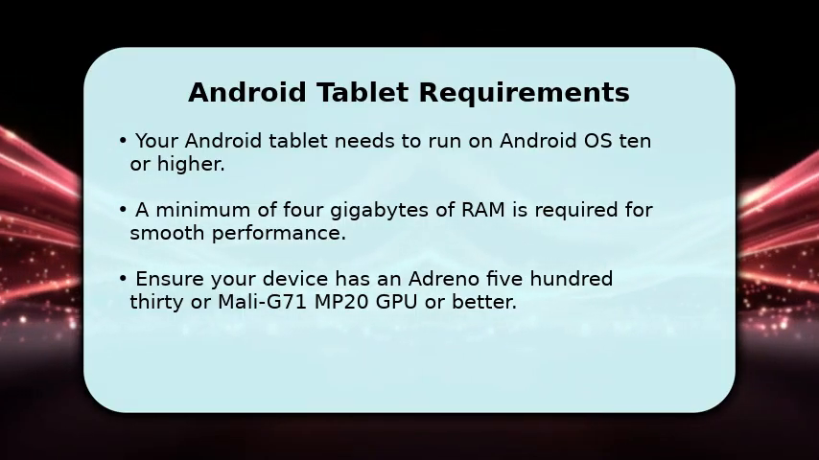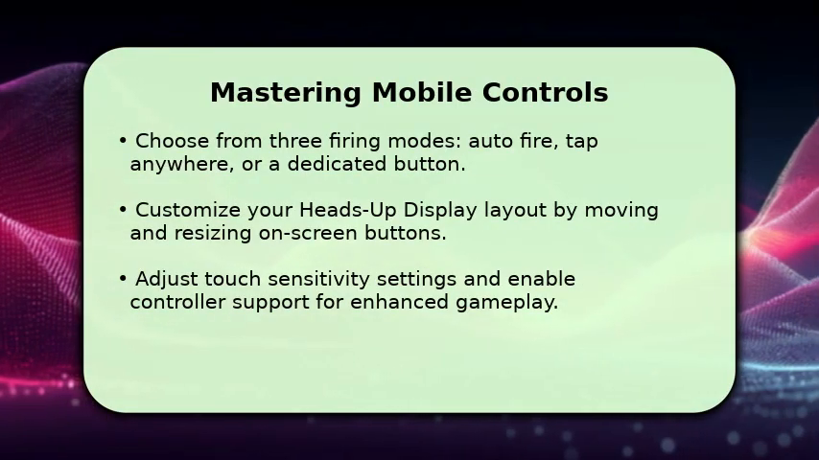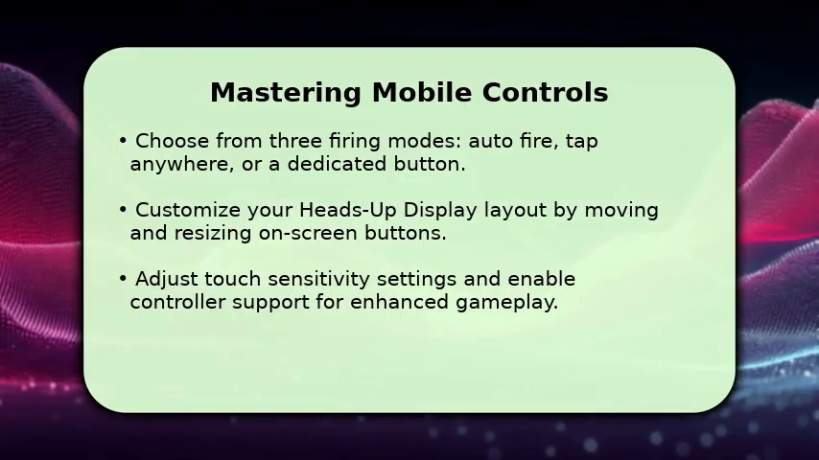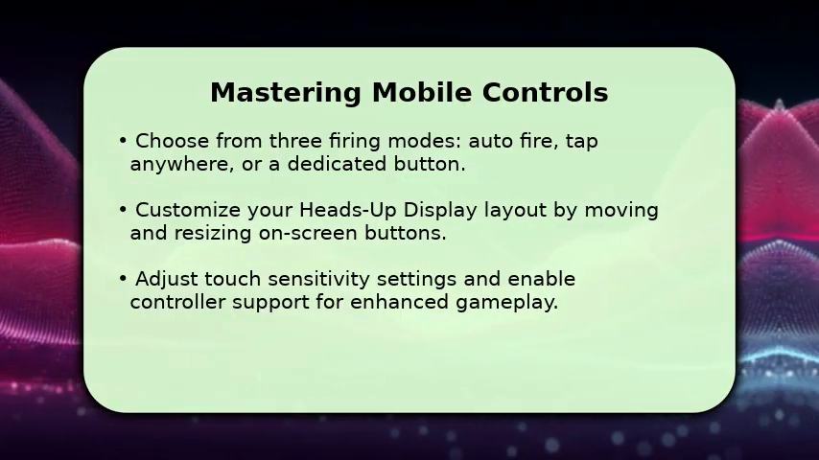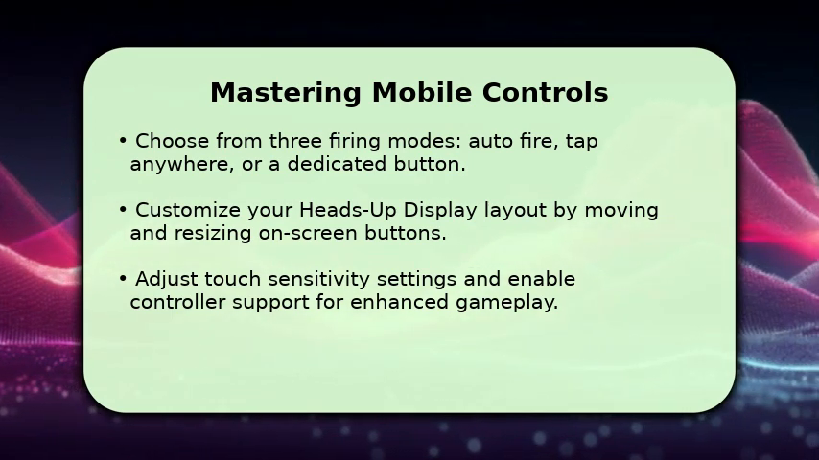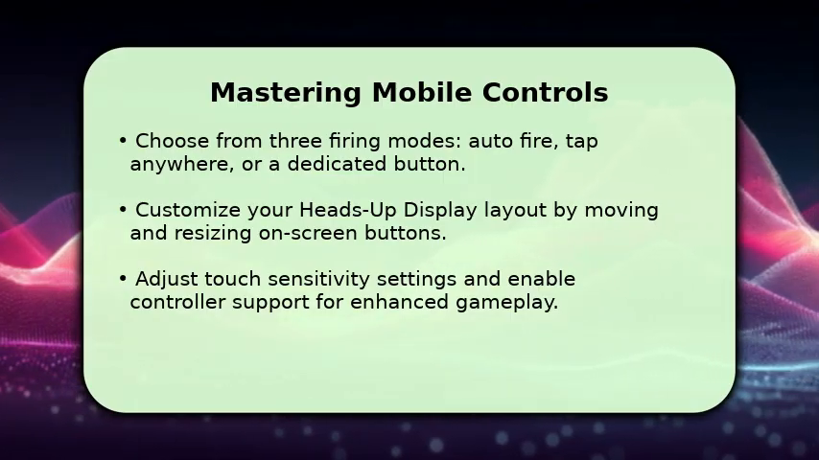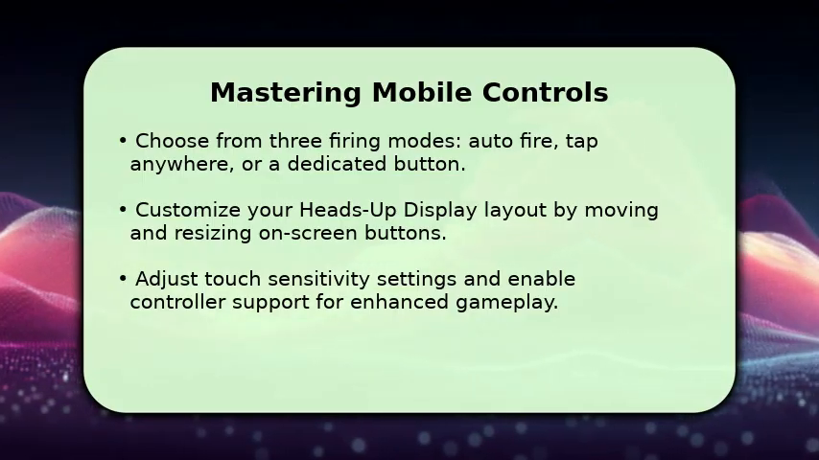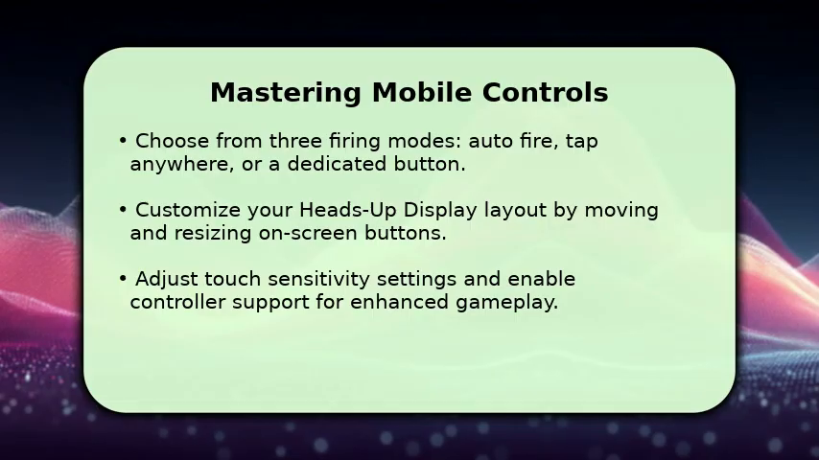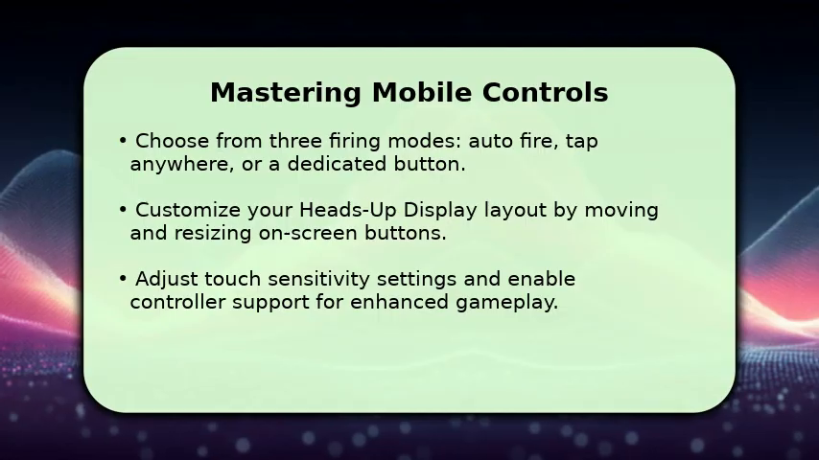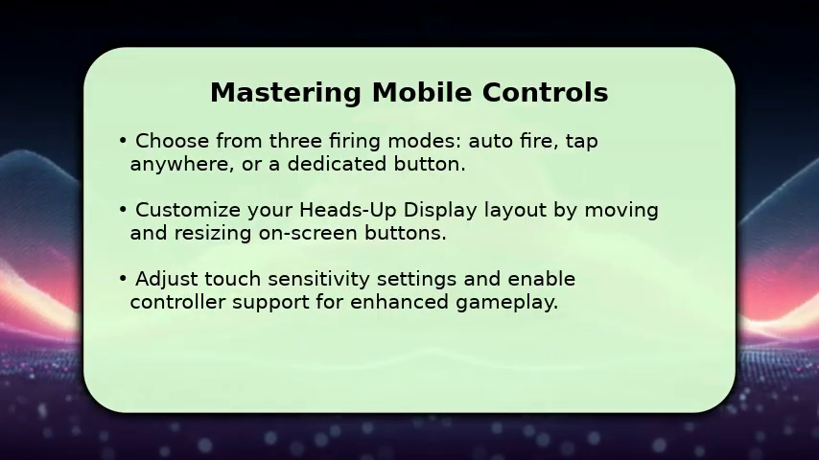Fortnite on mobile offers flexible control options to suit your playstyle. You can select from 3 firing modes: auto fire, tap anywhere, or a dedicated fire button. It's highly recommended to customize your heads-up display, or HUD, by moving and resizing buttons to fit your hands and preferences. Don't forget to fine-tune your touch sensitivity settings for precise aiming. For a console-like feel, you can also connect a Bluetooth controller.